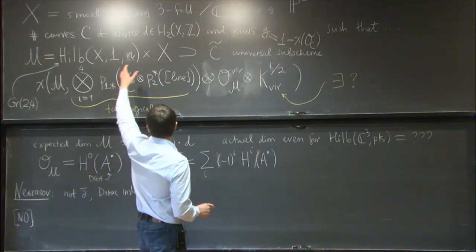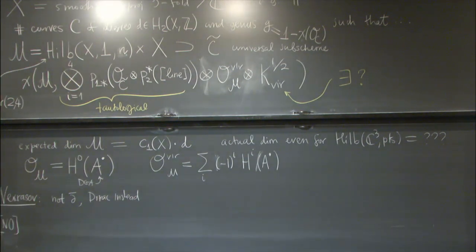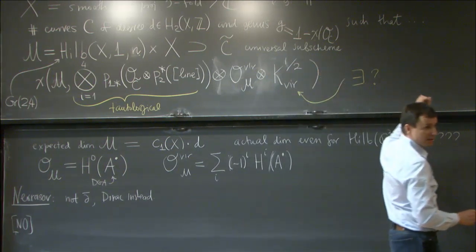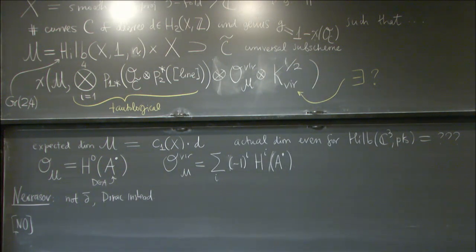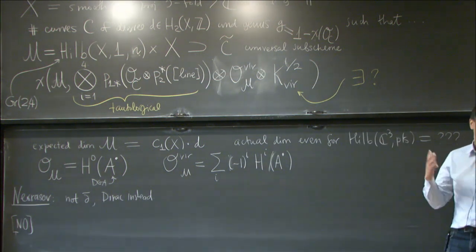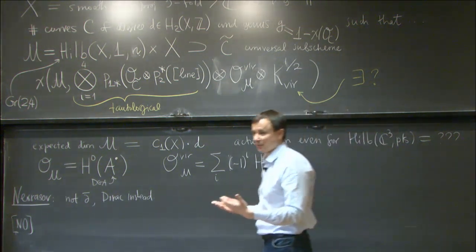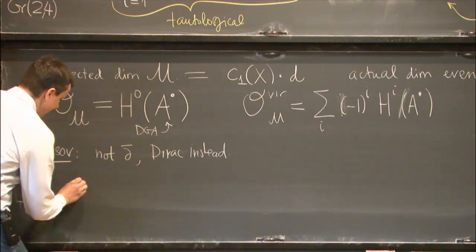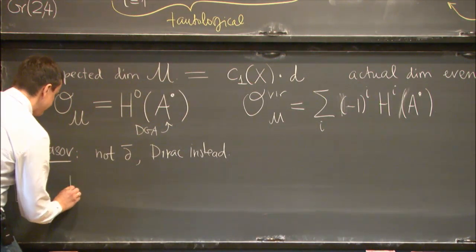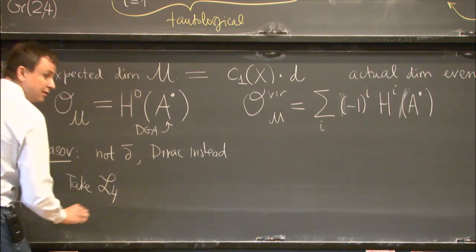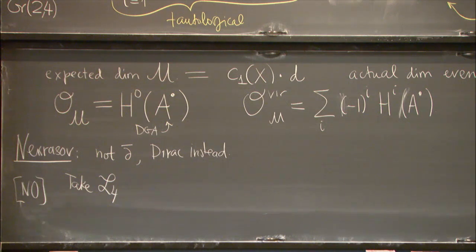So in general, for a general threefold, the way I stated it here, in general the square root will not exist. But there is a way to fix that square root. And as usual, if you're trying to fix a square root of a line bundle, you're going to get many choices for the way to fix it. And the way to phrase it here is the following: if I take an arbitrary line bundle, which I'll denote L4. Four, you'll understand why four is important.